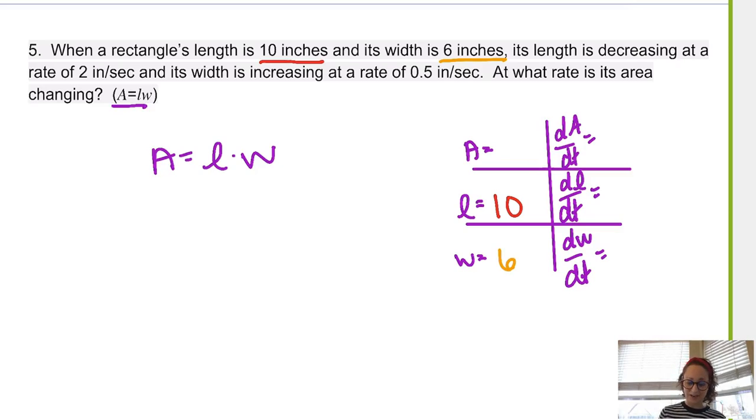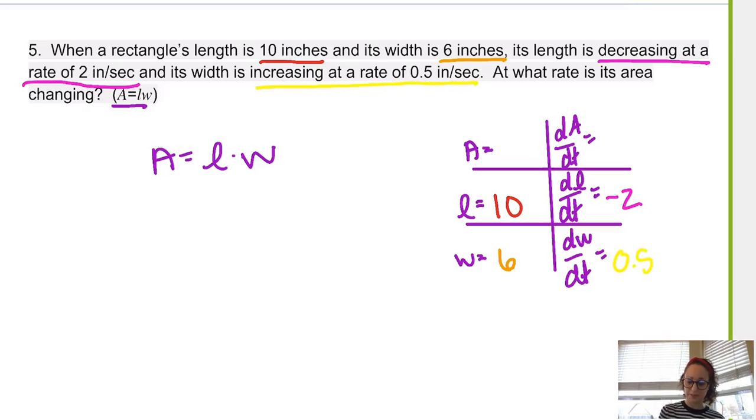The next number I see is 2, but let's be really careful. It says the length is decreasing at a rate of 2 inches per second. So I know it's going to go with dL/dt because it's the rate of the length, the derivative of the length. However, we need a what? We need a negative to indicate that decreasing portion, okay? And then the width is increasing at a rate of 0.5 inches per second. So I'm going to have a positive 0.5 here.